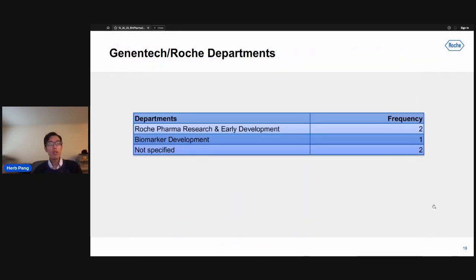I was also interested in understanding what are the Genentech and Roche departments that were involved in it. Looking at it, it seems that research and early development is one of the bigger contributors. There are also a couple that were unspecified.